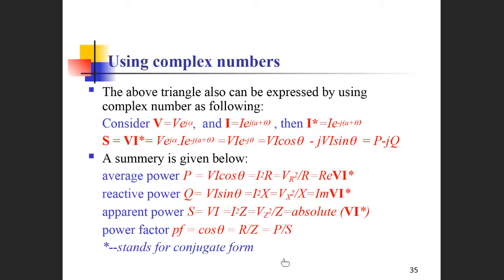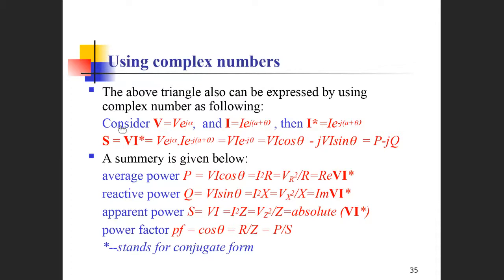Here we have a summary on the complex number forms for calculation of the power. Because we have the vector or complex number forms, or polar forms, of voltage, current, and impedance, we can do the calculations separately or directly using the complex number form. The above triangle can also be expressed using the complex number forms as the following.